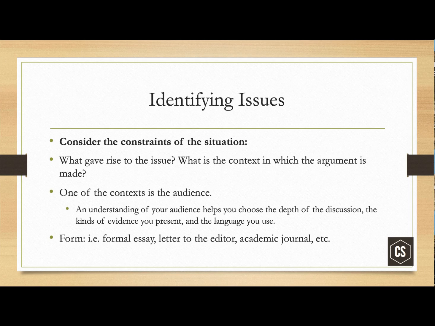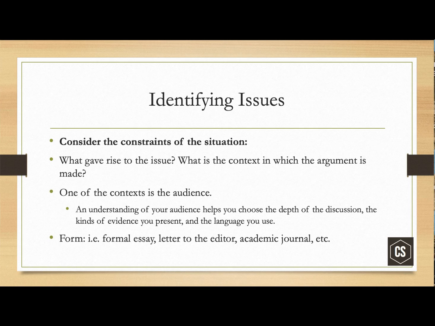Consider the constraints of the issue. So what gave rise to the issue? What is the context in which the argument is made? An argument made now about the coronavirus is going to be very different than an argument made in 20 years. So what is giving rise to the issue, and what's the context in which the argument is made? Timing makes a difference because there's not a lot of contemporary research yet because it's an ongoing process.